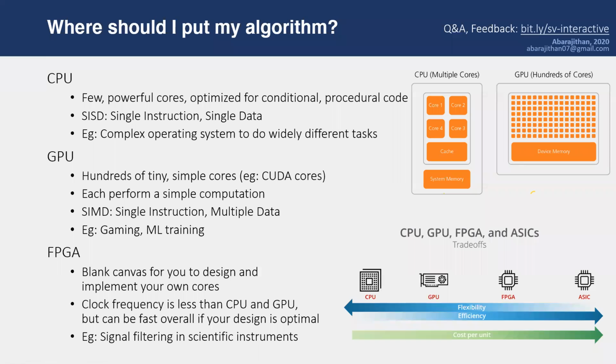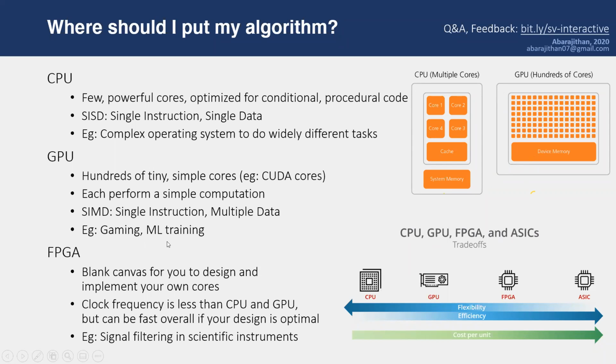So in gaming, you have the same equations. To calculate the pixels for the screen, you have the same computations, but you have to run them for thousands of pixels. In that case, the GPU can do most of these in parallel. As a result, the GPU is more optimal, especially for ML training.